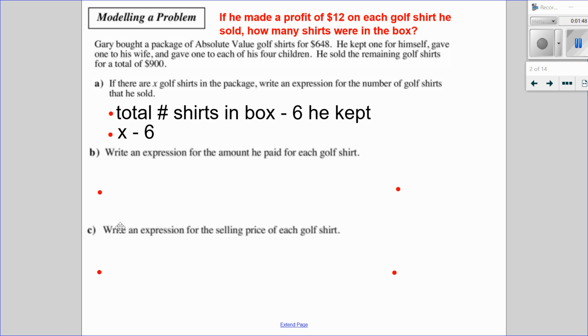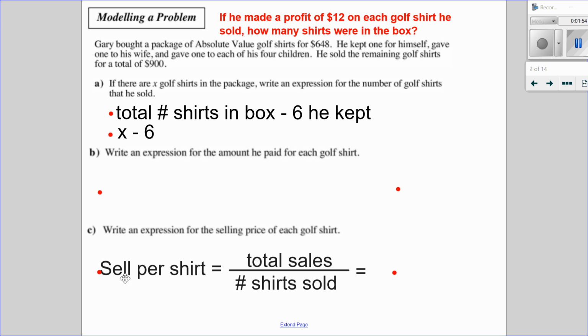Now I just want to jump down to C because it ties in nicely. Write an expression for the selling price of each golf shirt. So the selling price is the total price that he sold divided by the number of shirts he sold. So his sales totaled $900. So I'm going to take $900, that's my total sales, and divide it by how many shirts he sold. And that would be my expression of the selling price for each golf shirt.